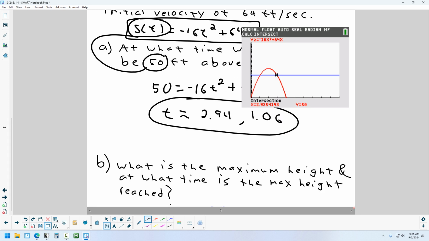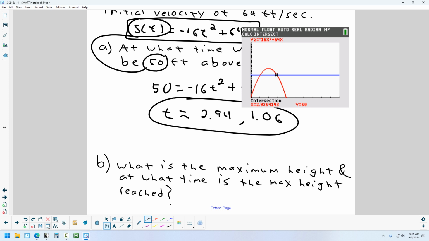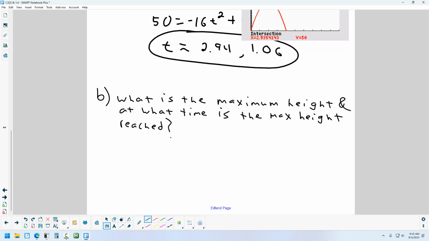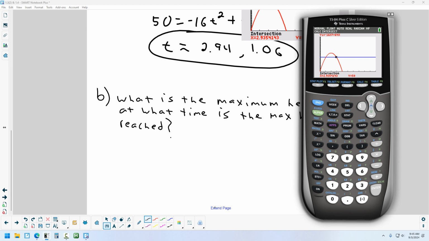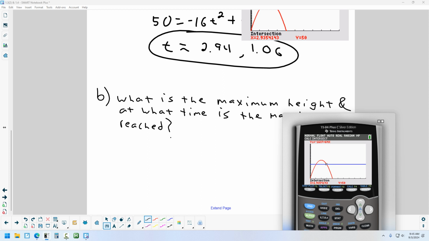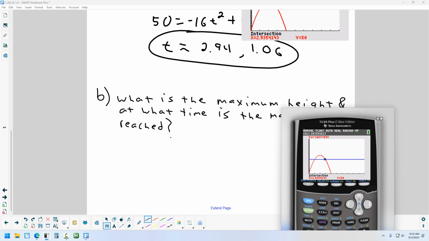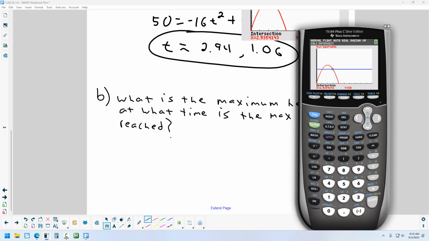When does the object reach its maximum height? Well, there isn't any new work we need to put into the calculator. We can use what we already have. I want to calculate the max height. So I'm going to press second calc. And there's something new we're going to use here. Anybody have a guess which option we're going to use? Yep. Maximum. Yep.